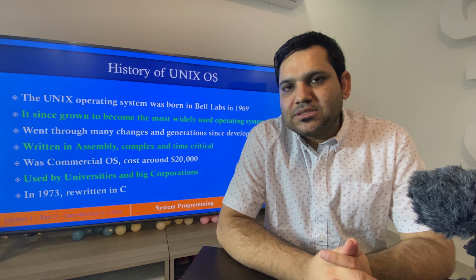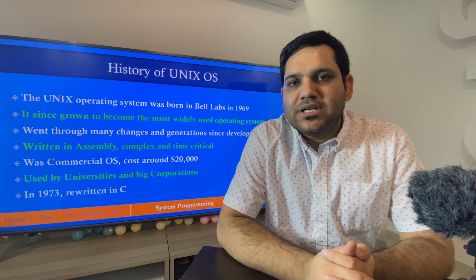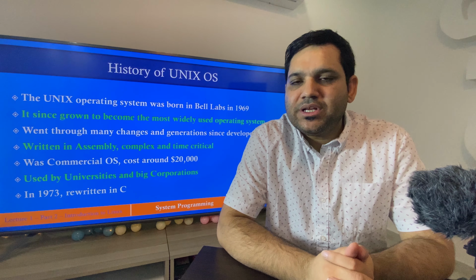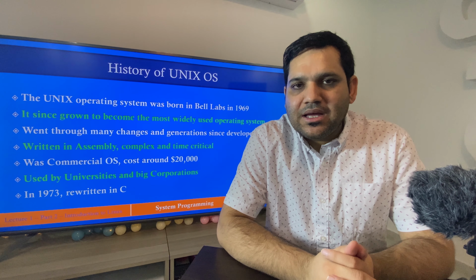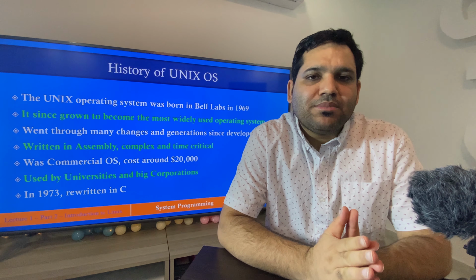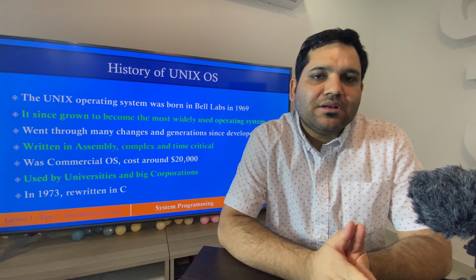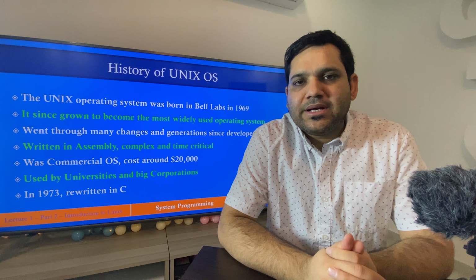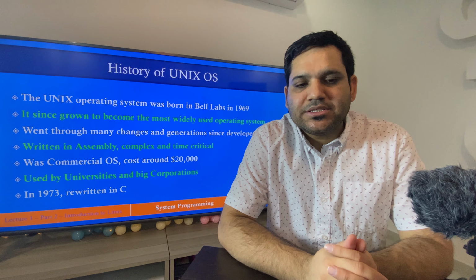This Unix operating system was written in assembly language at the start, but later, in 1973, it was rewritten in C language. At that time, this Unix operating system was not available as free software or a free operating system. It was a commercial operating system which was mainly used by universities and big organizations.